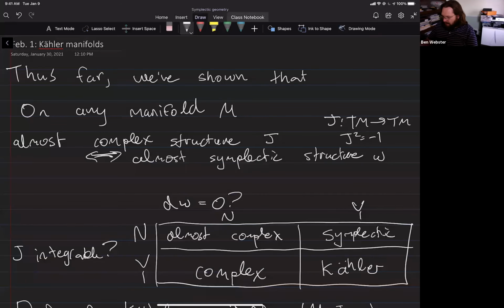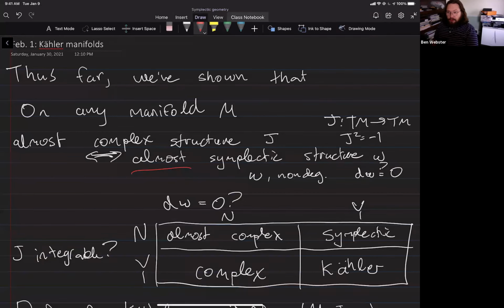And that exists if and only if there's an almost symplectic structure, which is a two form, which is non-degenerate, but maybe not closed. So I'm going to put a question mark over whether d omega is equal to 0, because it could be equal to 0, but it doesn't have to be. That's almost assuming that it's closed.